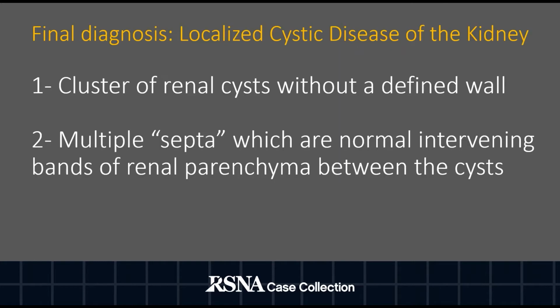The final diagnosis is localized cystic disease of the kidney, which is a cluster of renal cysts without a defined wall or capsule. Multiple septa-like structures are identified between the cysts, which are actually just normal intervening bands of renal parenchyma.